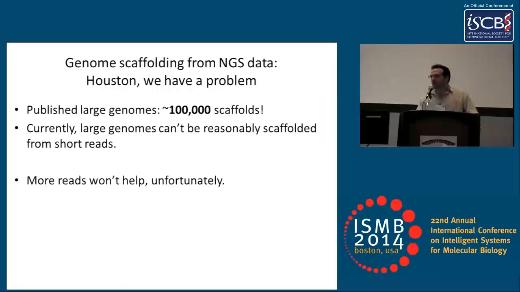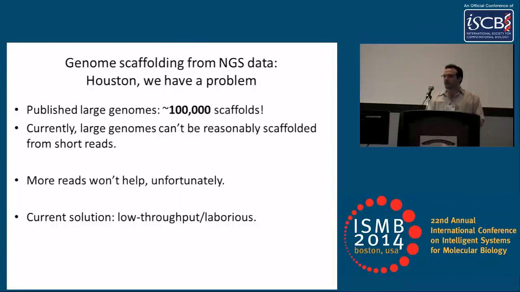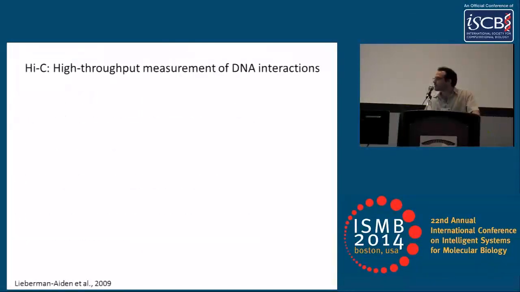Okay, and another problem is that technology isn't going to save us, at least not the current technology. So having more reads or more coverage doesn't help you at all when something is non-unique. And so the current solution to this is basically only low throughput or high cost, things like the old school BACs and so on. So basically no one does it. And the strategy currently is just waiting for longer reads to come along, and maybe they'll solve the problem. So we decided to take a different approach to this.